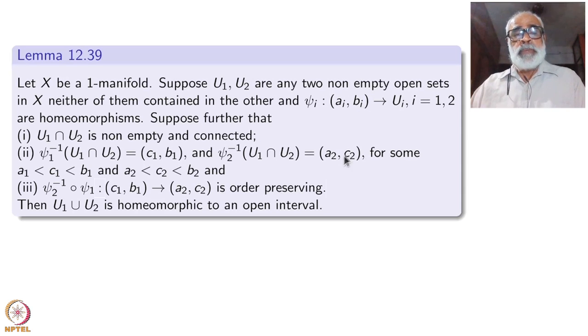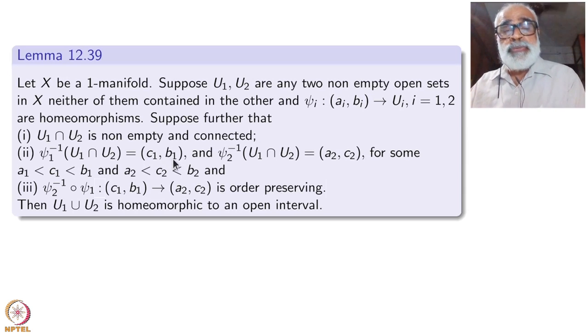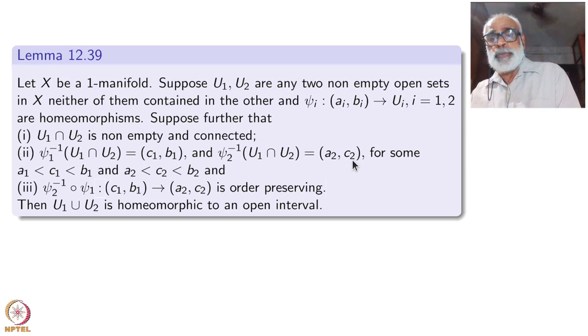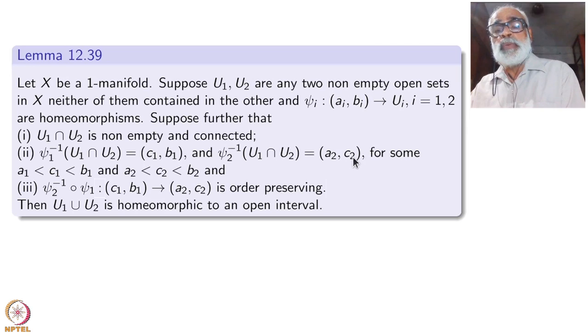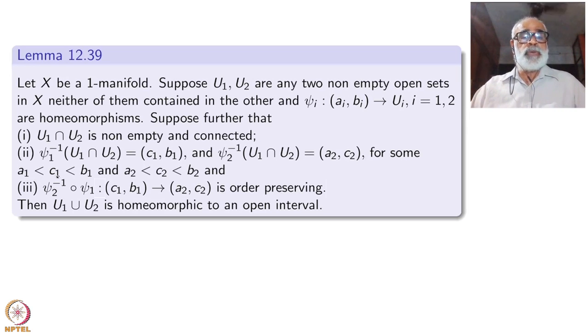Okay. Similarly, psi 2 inverse of the intersection is a proper open subset of (a2, b2). So what I have done? I have actually assumed that it is (c1, b1), so the other end is fully taken. This part has to be bigger than a1. Similarly, (a2, c2) I have assumed. What does that mean? I have taken this end already. The other end b2 must be strictly bigger than c2. So that is what I have written: a1 less than c1 less than b1, a2 less than c2 less than b2.